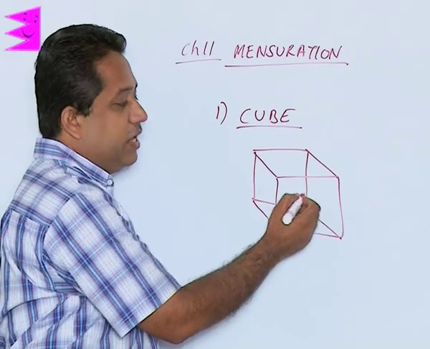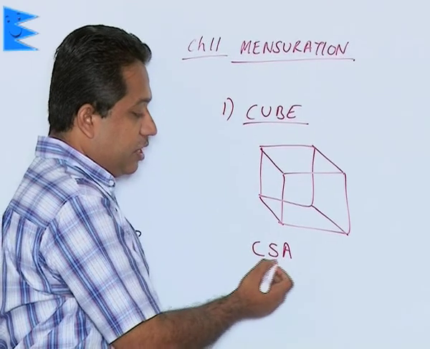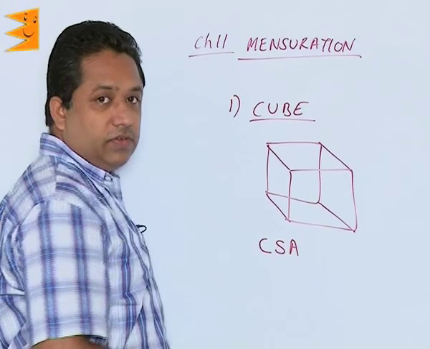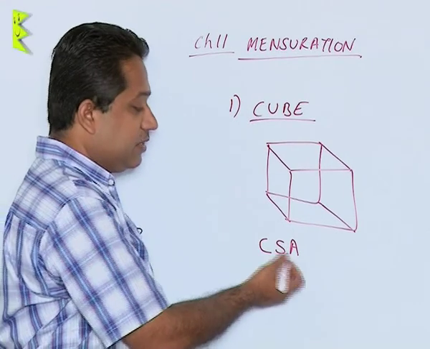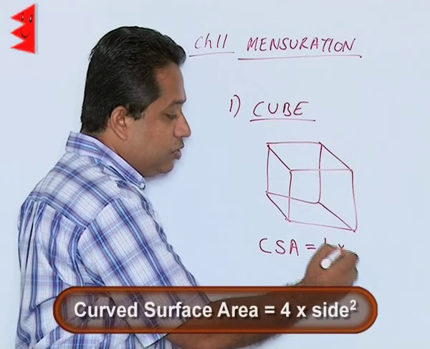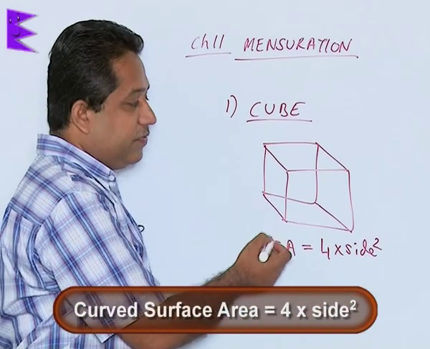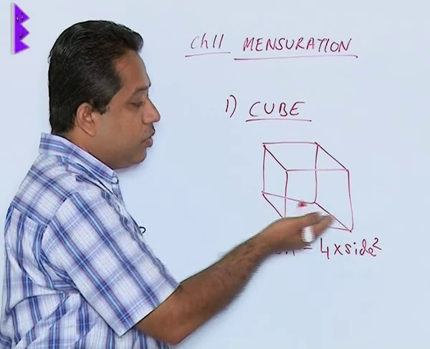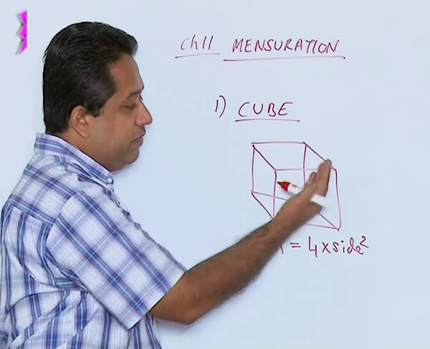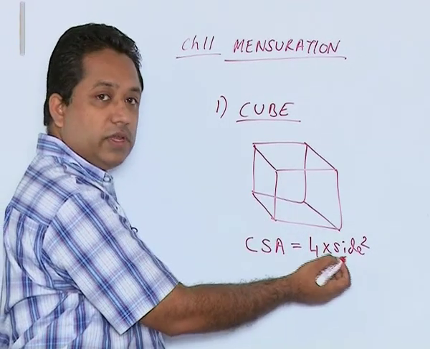Now, we can find out the curved surface area. In short, we will refer to it as the CSA, or we can say it is equal to the lateral surface area. Both are the same thing, curved surface area, lateral surface area. Curved surface area is 4 into side square. Why 4 into side square? Because curved surface area means the top portion and bottom portion are not covered, it is empty, it is hollow. So, we are only calculating the area of the 4 walls. So, that is 4 into side square.